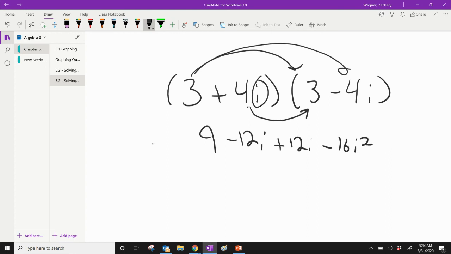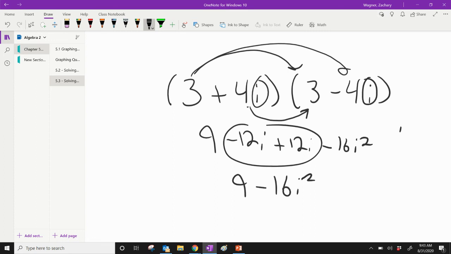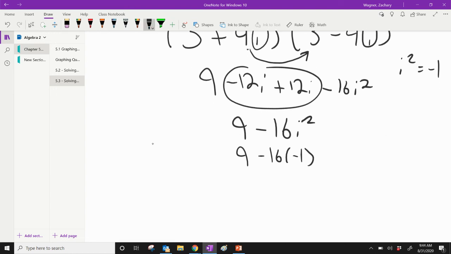Always make sure when you multiply two i's, you get i squared. These two middle terms cancel out. We're left with 9 and minus 16i squared. We're going to rewrite i squared. It's negative 1. That's exactly what it's equal to. Negative 16 times negative 1 becomes positive 16. This is equal to 25.